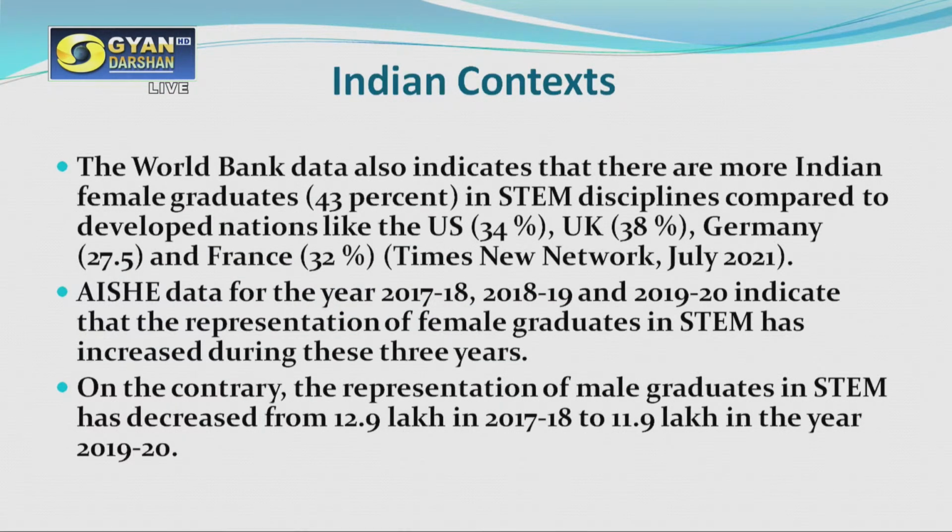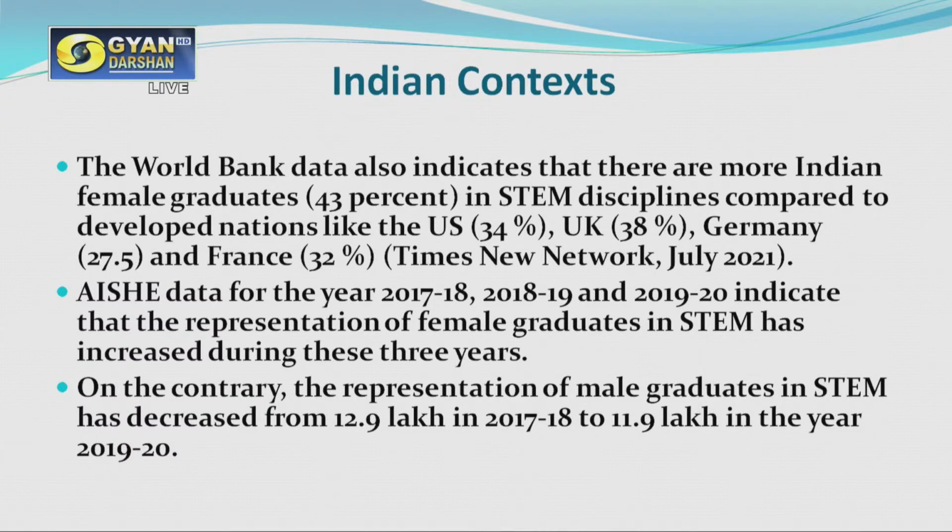Though in Indian context, and here, after having the discussion, we can conclude the session that in Indian context, the World Bank data indicates that there are more Indian female graduates in STEM disciplines compared to developed nations, and the data is there in the PPT, where you could see India has 43%, but in US it is 34, UK 38, Germany 27, France 32%. It is the data in the year 2021.